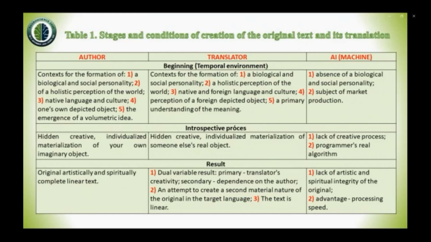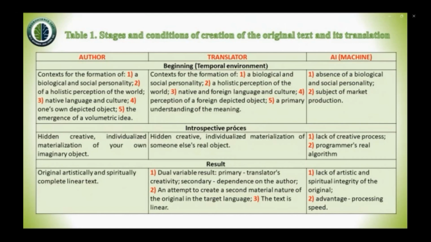Number one, a biological and social personality, a holistic perception of the world, native language and culture, one's own object, the emergence of a volumetric idea. What about the translator? He or she begins the translation process in the following conditions.